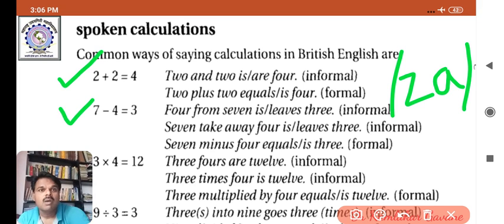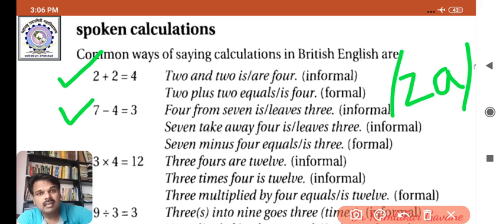Subtraction, 4 from 7 is 3. 4 from 7 leaves 3. And informal, 7 take away 4 is 3. 7 take away 4 leaves 3. These are the standard ways of spoken calculations in English. Or you can say formal way, 7 minus 4 equals 3.